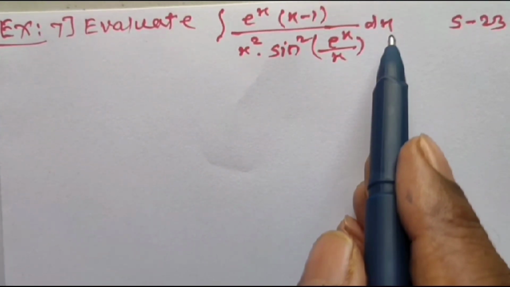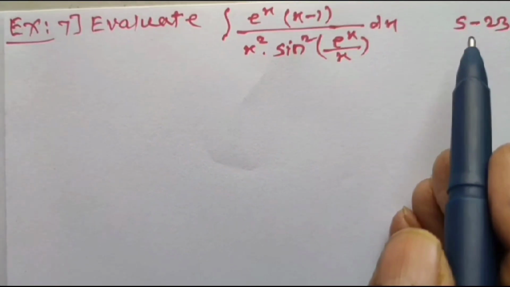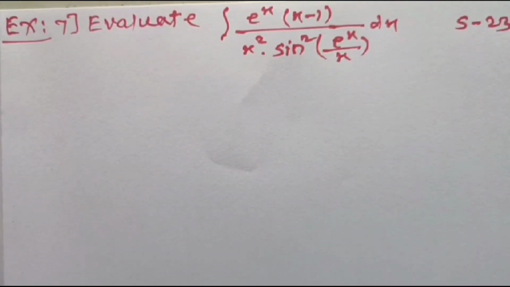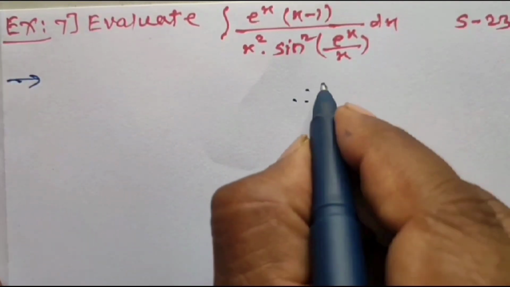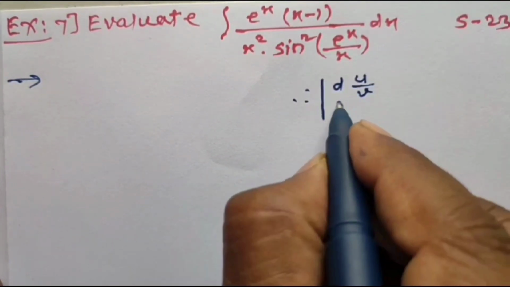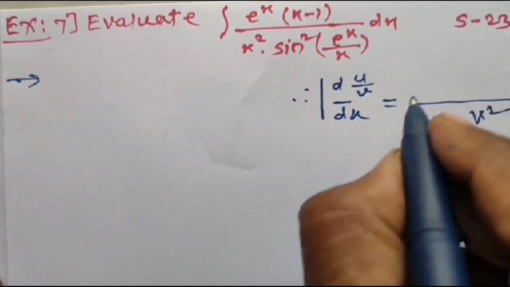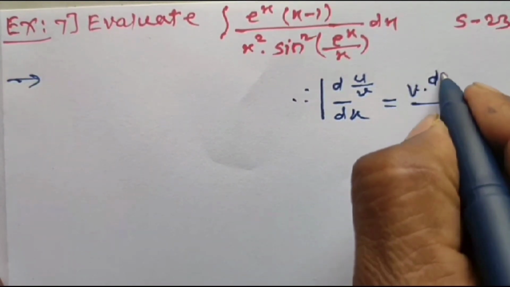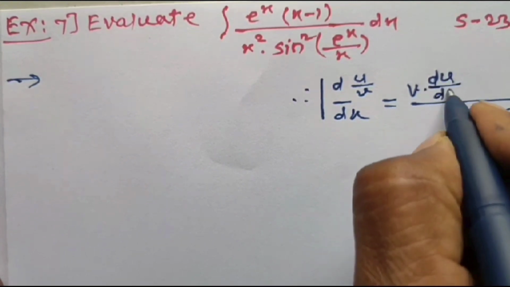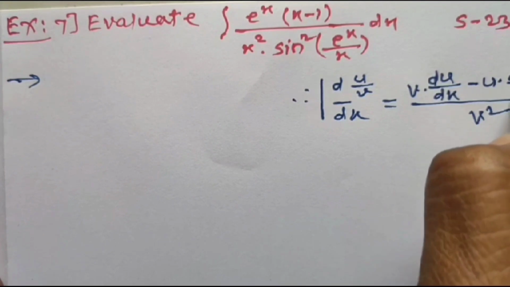Integral with respect to x, and this sum appeared in summer 2023 for 4 marks. Let us evaluate this sum. Since we know the formula for the derivative of u upon v with respect to x is equal to 1 upon v square into v times the derivative of u with respect to x minus u times the derivative of v with respect to x.